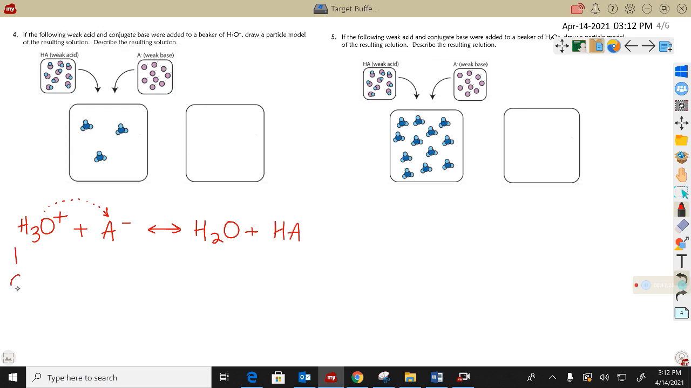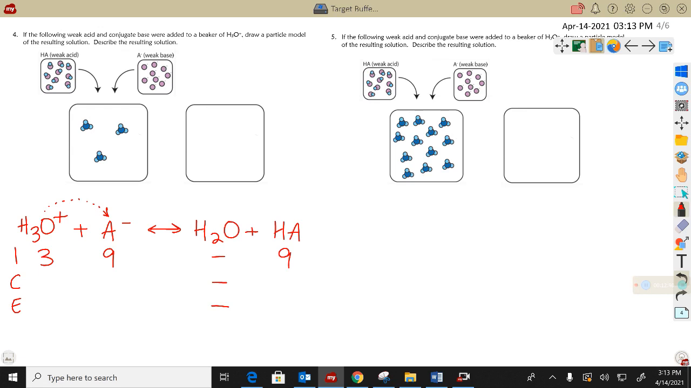All right, let's ICE table this thing and see how it shakes out. 2, 4, 6, 8, 9. So I still have 9 of the conjugate base and 9 of the weak acid, and we have 3 of the hydronium ions, and I don't care about the water. And so it's buffer stoichiometry.